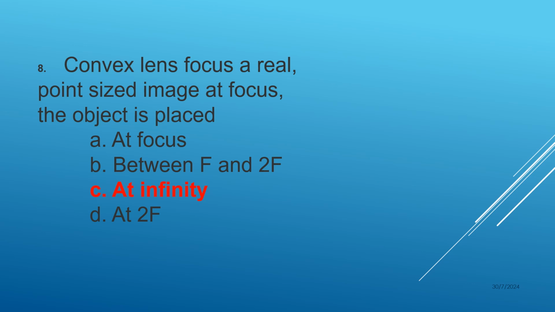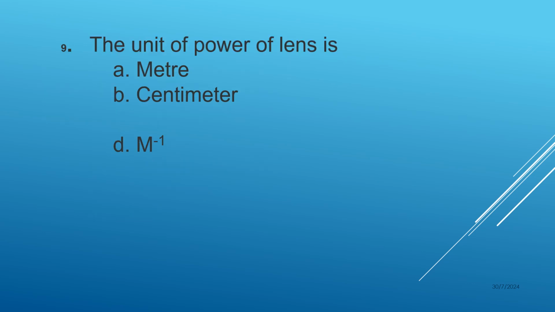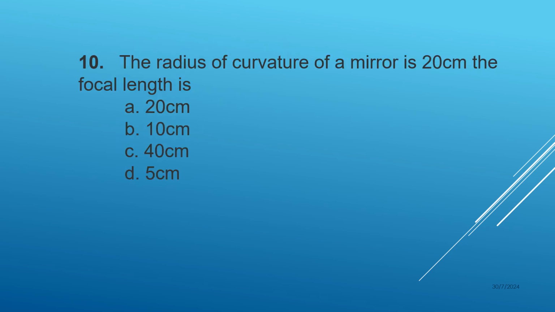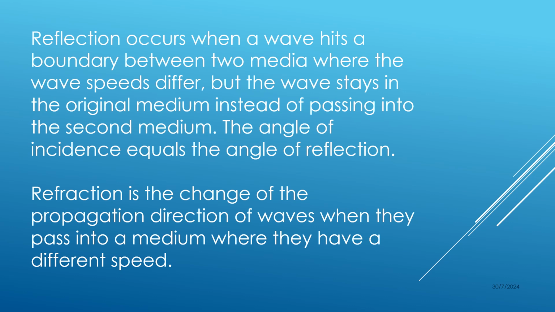A convex lens focuses a real point-sized image at focus. The object is placed at: focus, between F and 2F, at infinity, at 2F. The correct answer is at infinity. Most important repeated MCQs: the unit of power of lens is meter, centimeter, m-1, diopter. The radius of curvature of a mirror is 20 centimeter, the focal length is: 20 centimeter, 10 centimeter, 40 centimeter, 5 centimeter. The correct answer is B, 10 centimeter.